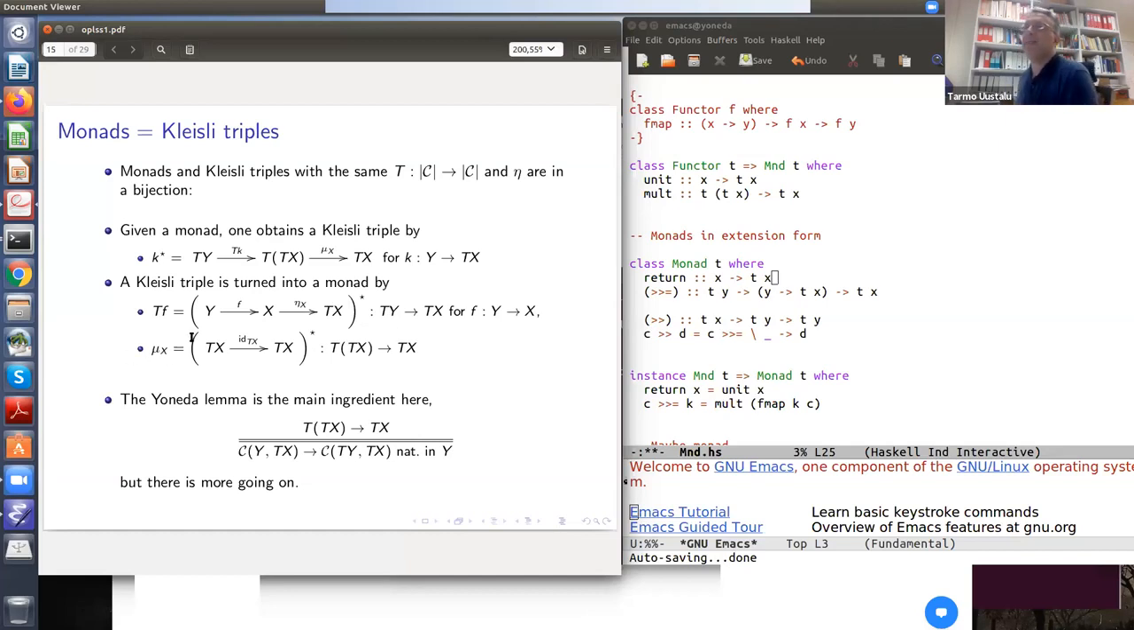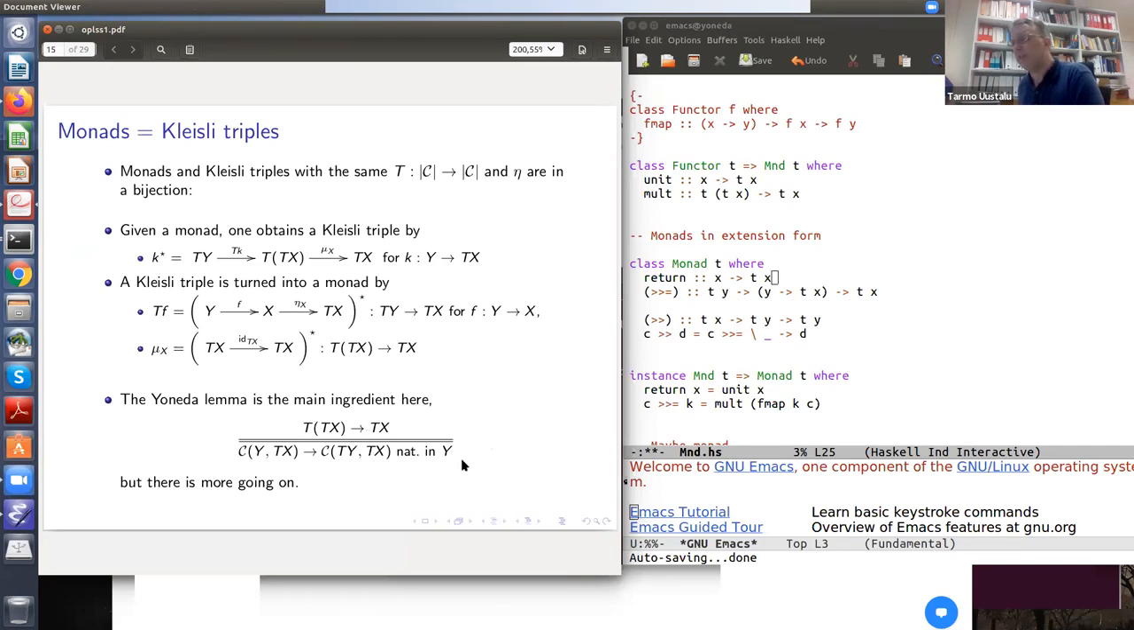Mu, I need something that goes from T of T of X to TX. All I need to do is to take this map identity on T of X, which is from T of X to T of X, and to extend it. And this will put an extra T on the left, and I do get my mu. And then the basic fact is these two give you a bijection between monads and Kleisli triples. The equations of one guarantee you the equations of the other, and the other way around. But what actually makes it work is really the following thing.